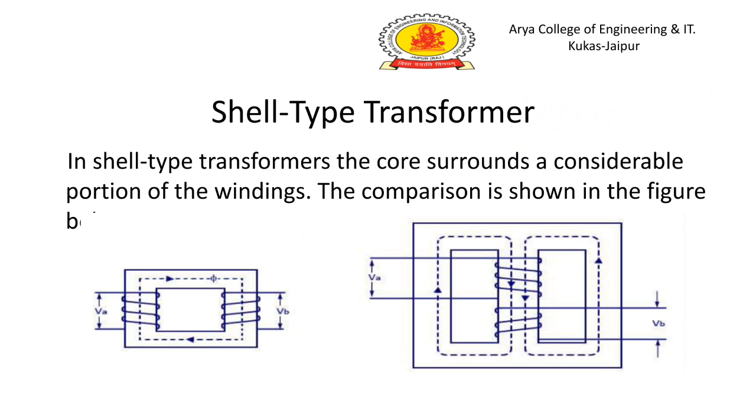Shell type transformer. In a shell type transformer, the core surrounds a considerable portion of the winding. The comparison is shown in the figure. That figure shows a core type and shell type transformer.